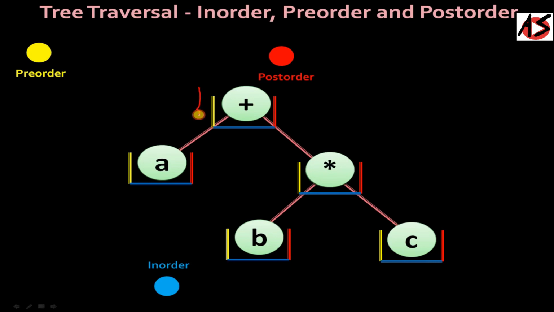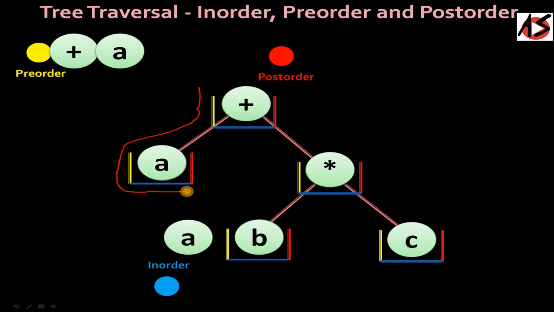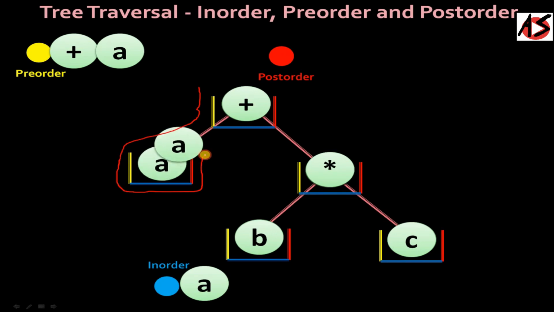So here we'll touch the lemon yellow line, so we'll copy the plus to the pre-order list. When we're moving ahead, we will touch the lemon yellow line again, so we'll copy A into the pre-order list. Moving ahead, we are touching the bottom line, that is blue, so we'll copy A into the blue list. Now we are moving ahead and we will touch the red line, so we'll copy A into the red list, that is post-order.